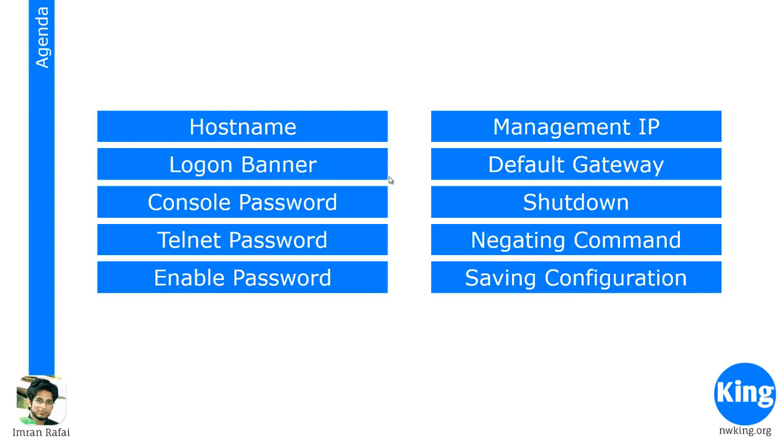Then the default gateway. How do we set the default gateway? You do it from the global config by saying ip default-gateway, and you can give the gateway address. And finally, how do we save the configuration? You can do write, or you can do copy running-config startup-config.